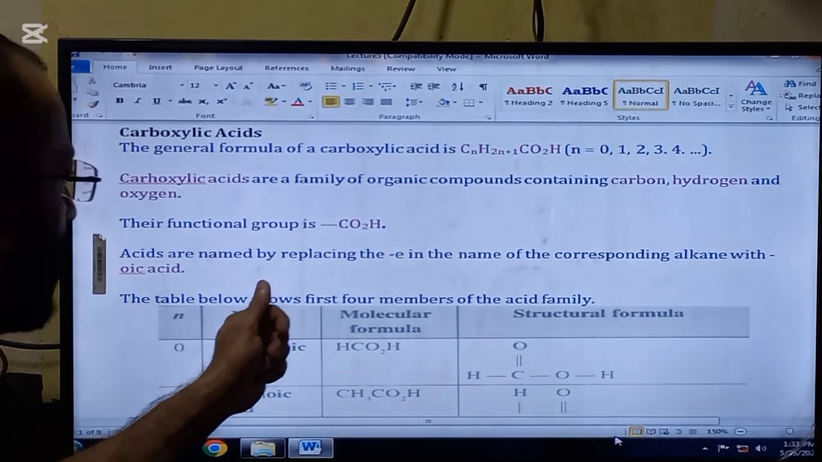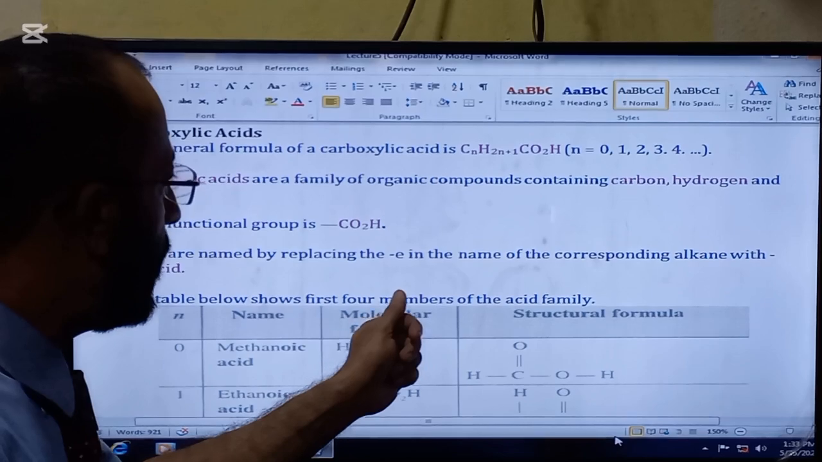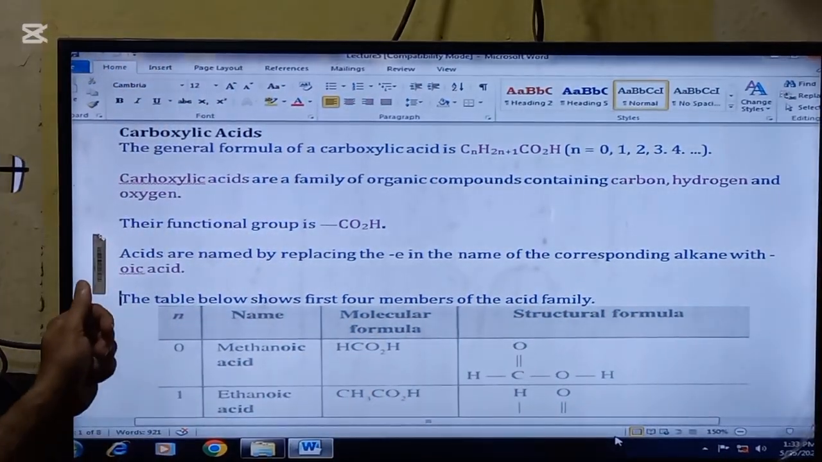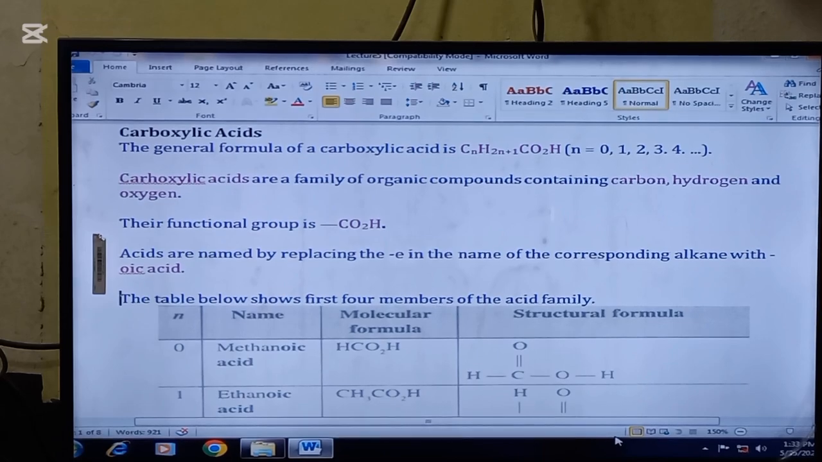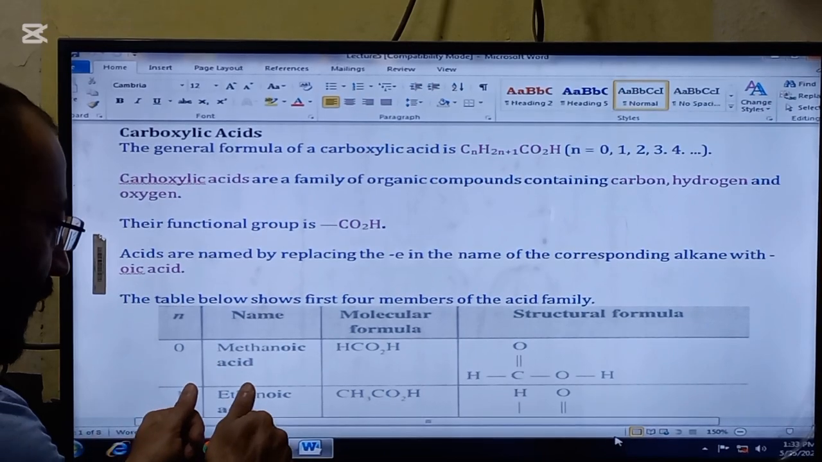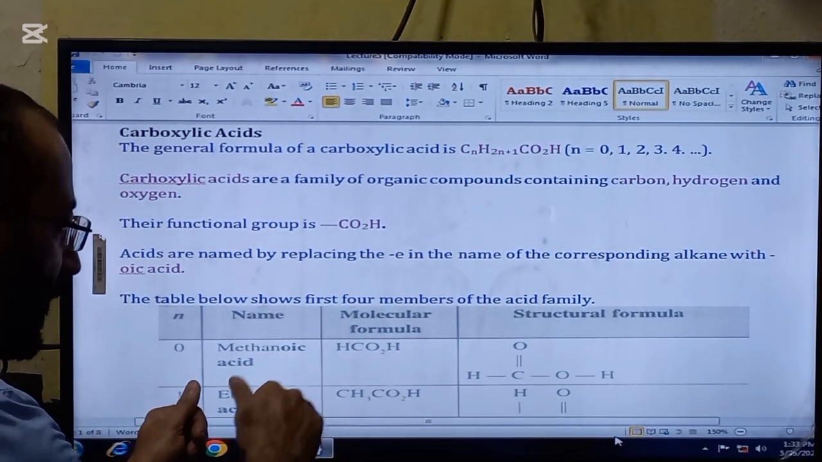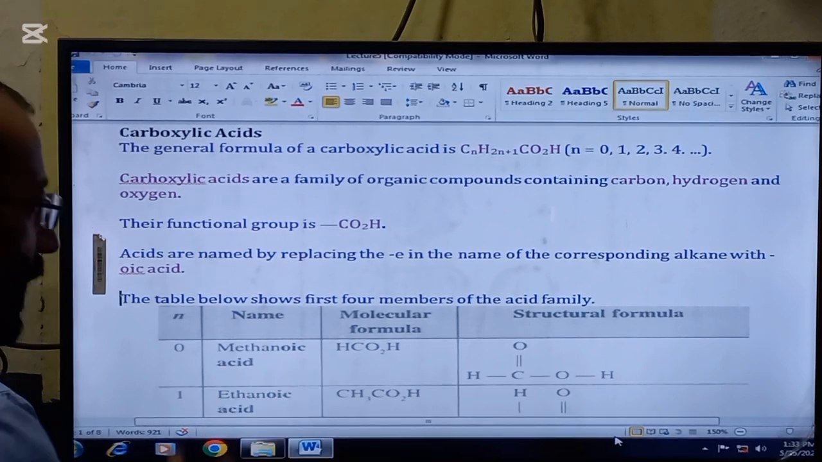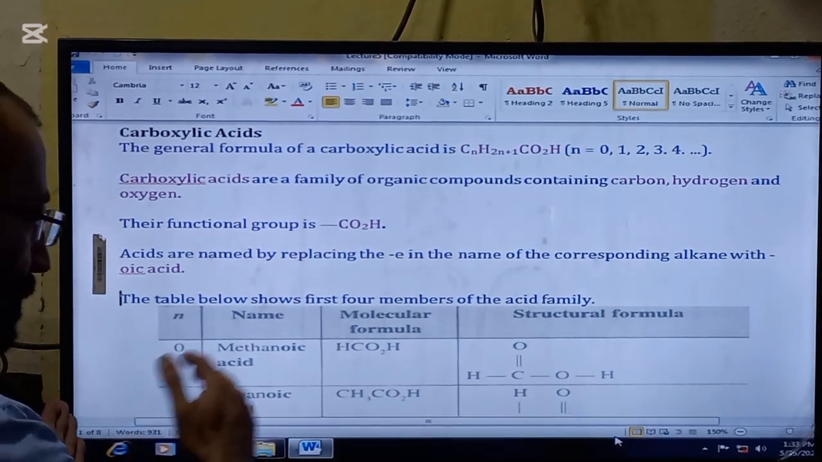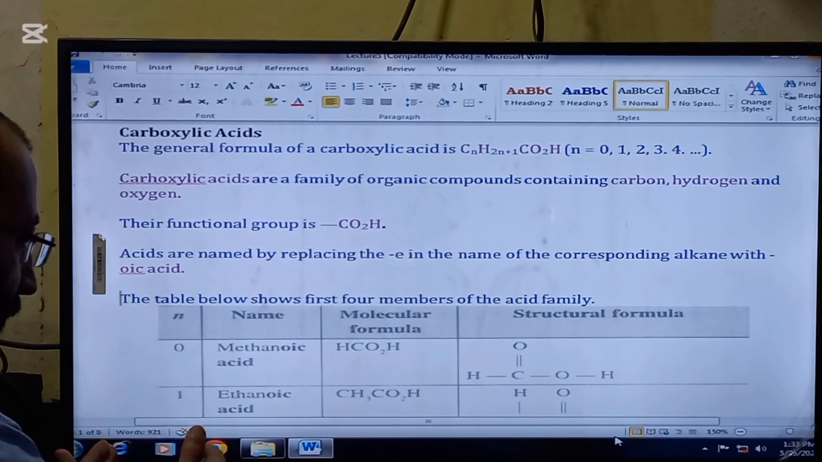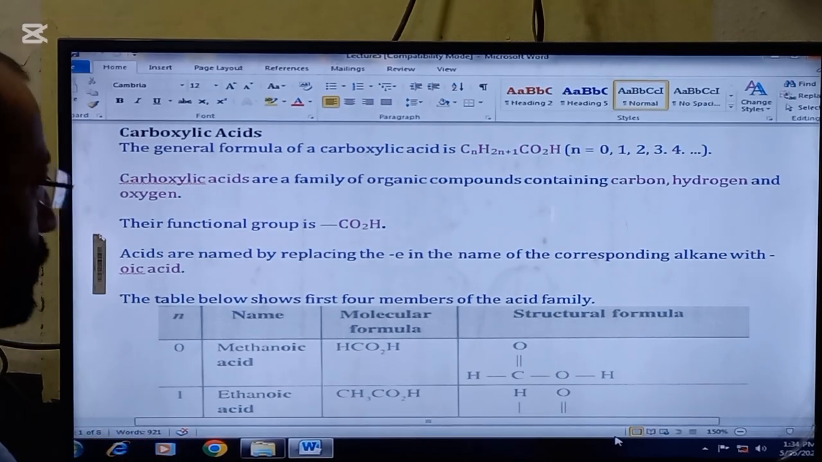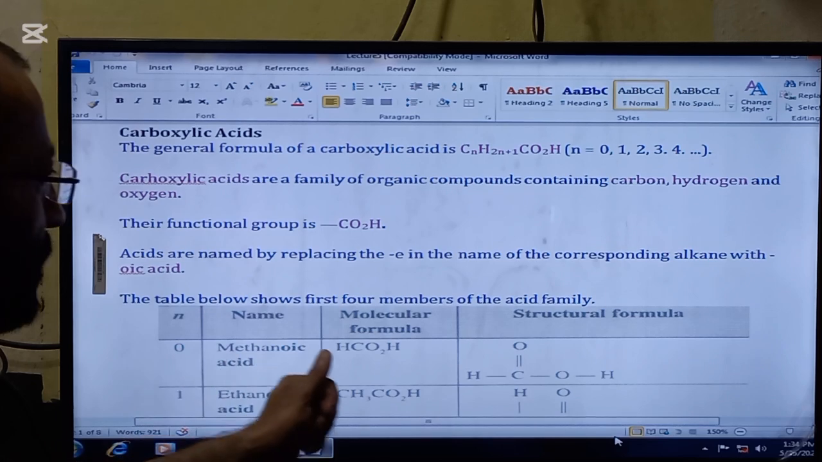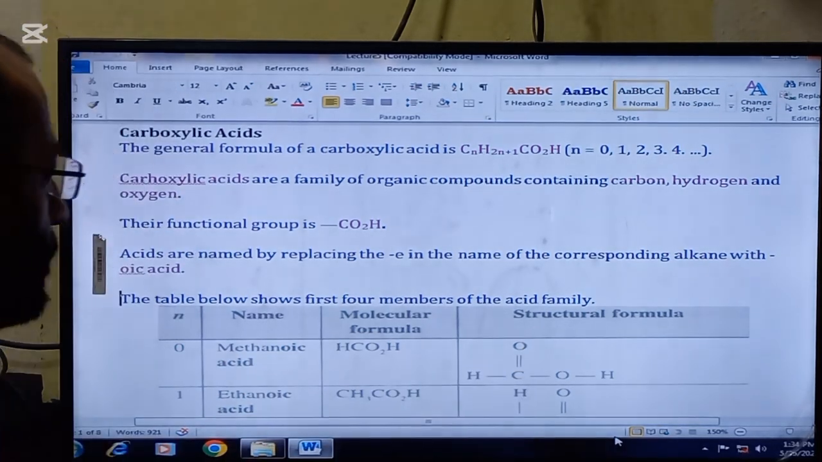Acids are named by replacing the E in the name of the corresponding alkane with oic acid. For example, methane is converted to methanoic acid. So replace E with oic acid. From methane, methanoic acid. From ethane, ethanoic acid, and so on. The table below shows the first four members of the acid family.